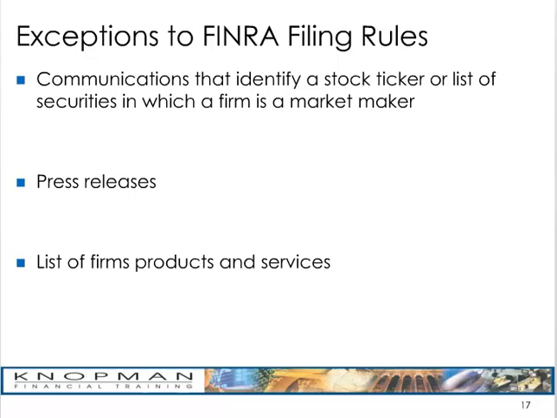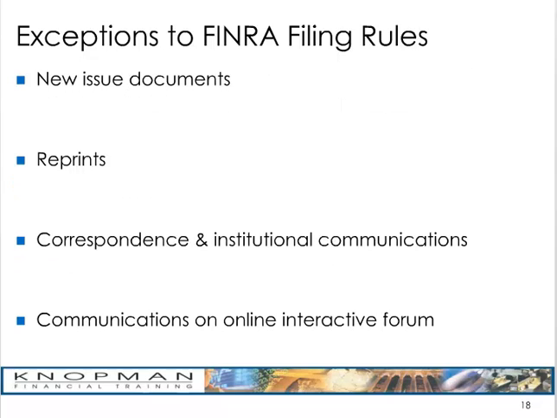Additional exceptions include communications that identify a stock ticker or a list of securities in which the firm is a market maker, press releases, a list of the firm's products and services. A few more exceptions. New issue documents like prospectuses and red herrings don't have to be filed. Offering circulars. So basically documents used by issuers that are filed with the SEC.